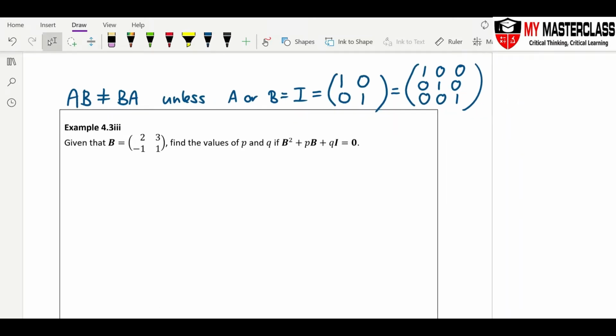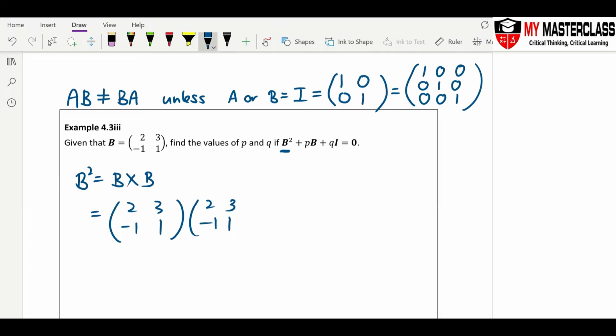Same thing, if you get a question that involves B squared, please do not just go and square the components, the elements of the matrix. Instead, B squared is actually equal to B times B. That would be equal to [2, 3; -1, 1] multiplied by [2, 3; -1, 1].